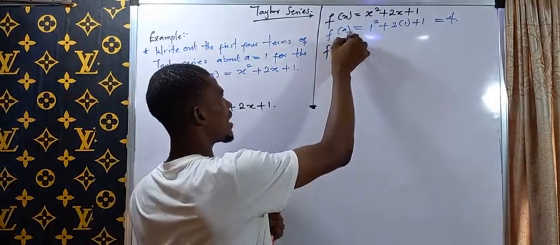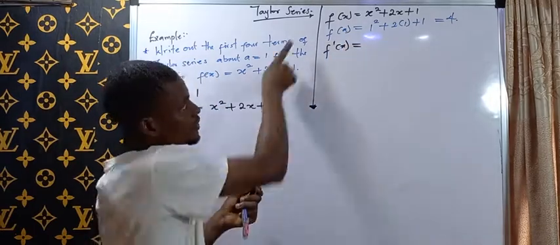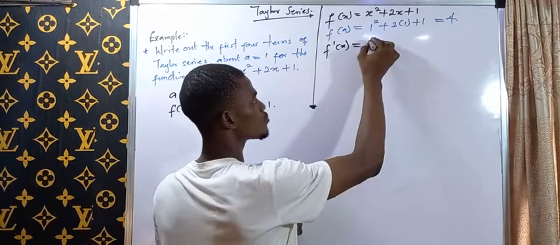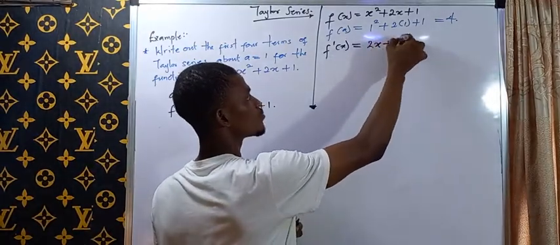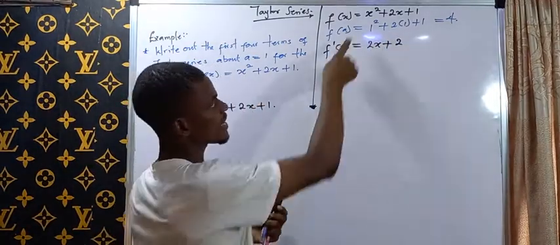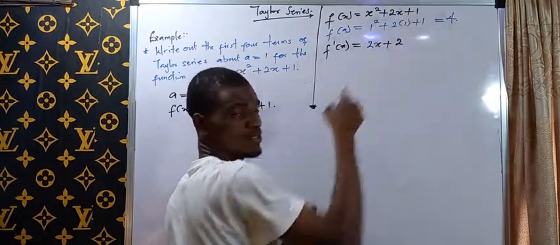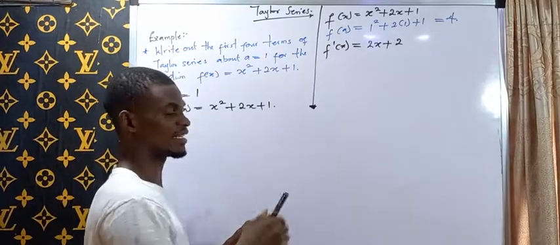f1 of x is equal to, meaning I want to differentiate this black f of x. If I differentiate that, I have 2x plus 2. If you differentiate x squared, you have 2x. If you differentiate 2x, you have 2. If you differentiate 1, you have what? 0.